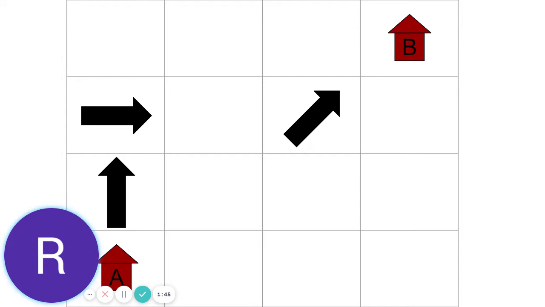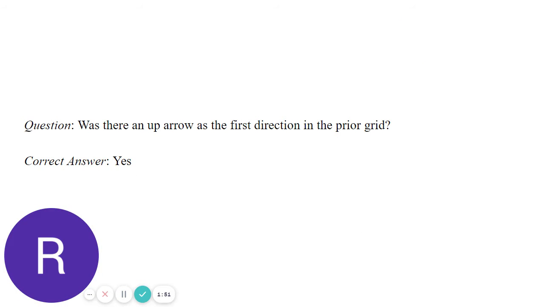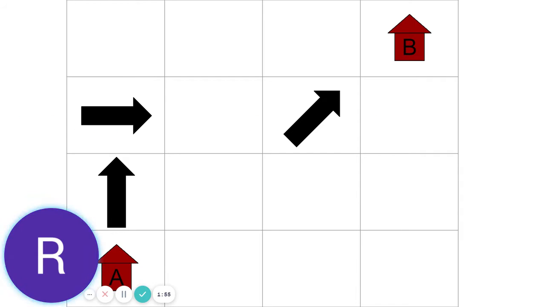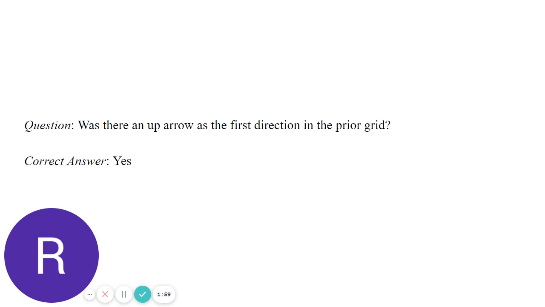If you were asked, was there a downward arrow as the second direction in the prior grid, the answer would be no, as the second arrow is a right-facing arrow. This is just one example of a stimuli set that you may see during this study.